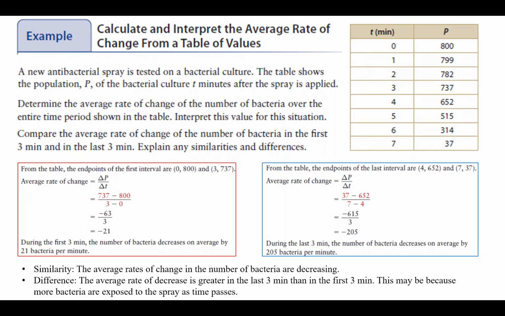Understand? Have any questions? So now let's have a look at the similarity and differences between these 2 average rates of change. So the similarity is the average rate of change in the number of bacteria are both decreasing, right? Because 2 numbers are both negative. The difference is the average rate of decrease is greater in the last 3 minutes than in the first 3 minutes. This might be because more bacteria are exposed to the spray as time passes by.